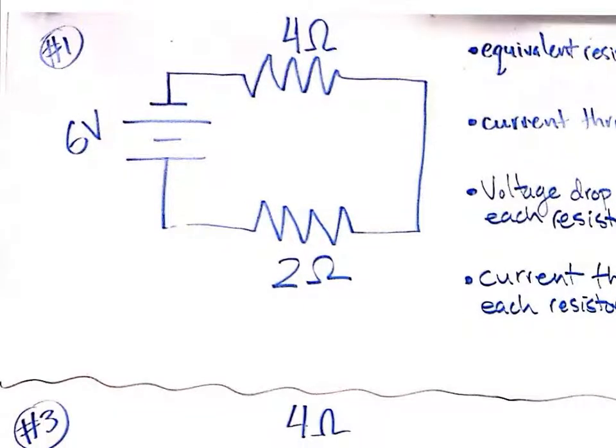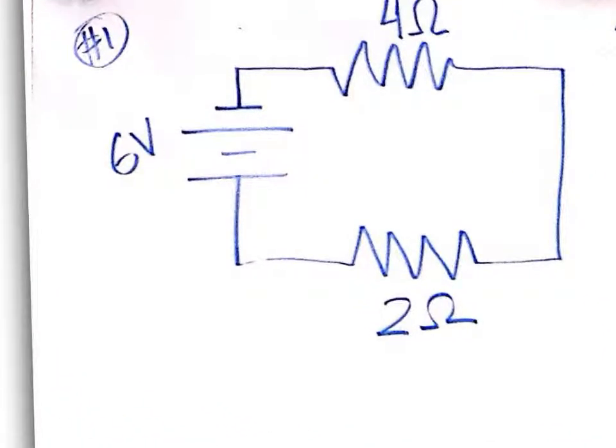So, first, finding the equivalent resistance. If they are in series, we add them. So these resistors are in series. We are going to add them, and 2 plus 4 is 6 ohms. That is the equivalent resistance of the circuit.